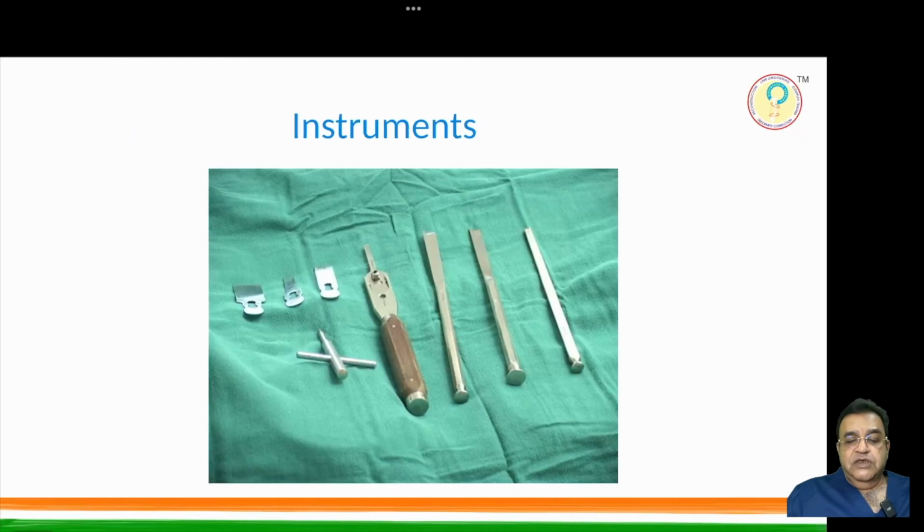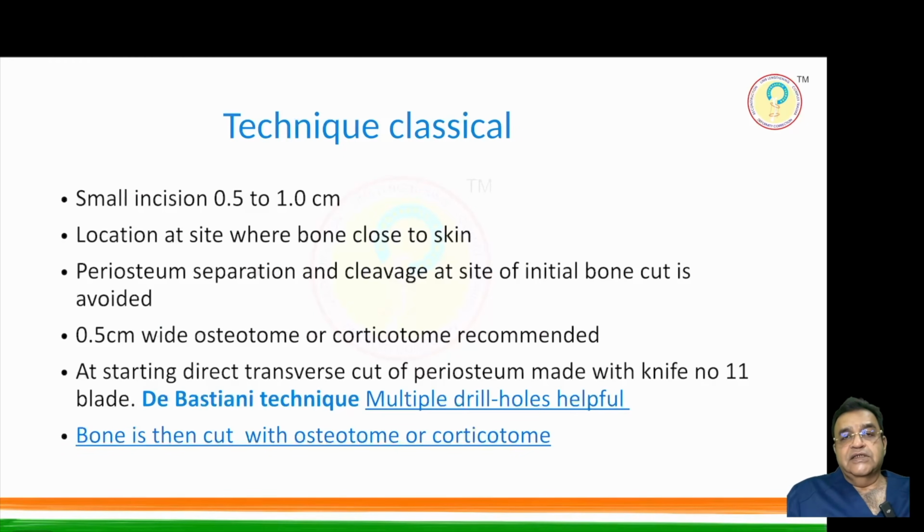Now there are simple instruments like different varieties of osteotomes, and these are the corticotomes, which can be used for corticotomy. First I will tell you about the classical technique, and then I go into the saw technique. For the classical technique, a very small incision of 0.5 to 1 centimeter is given at the site where bone is close to the skin. Like in the tibia, if you feel the shin anteriorly, you can go in, and the femur is palpable anterolaterally, so you can make your corticotomy site at the anterolateral level.